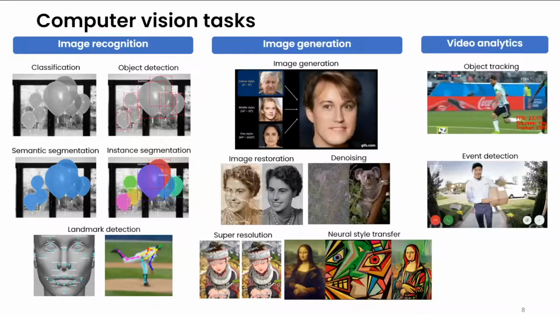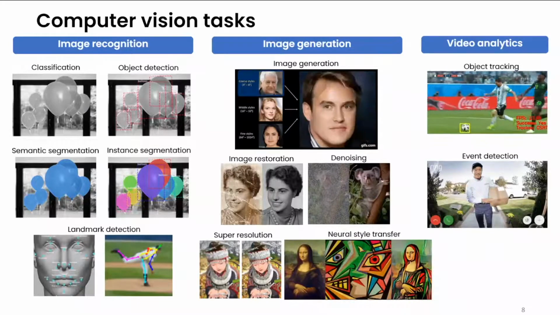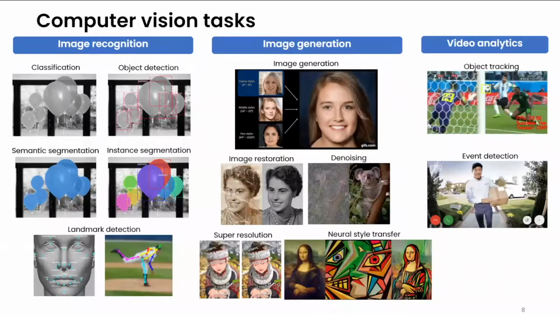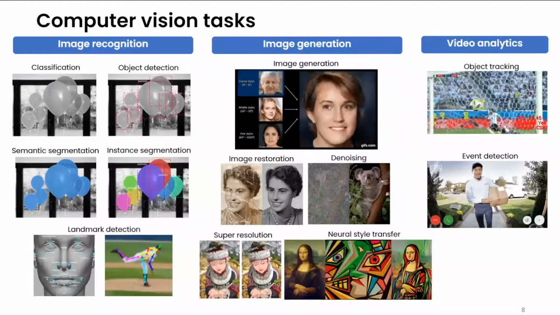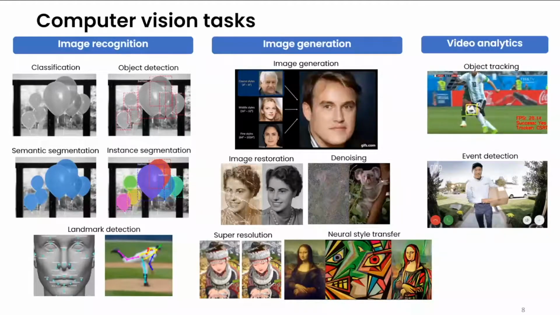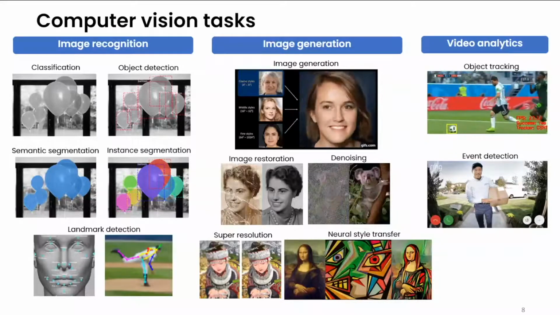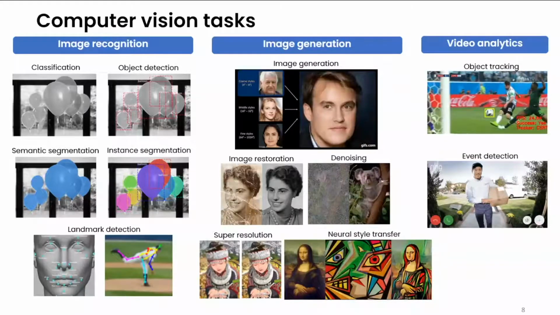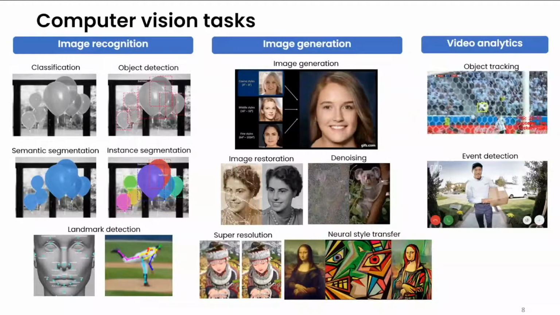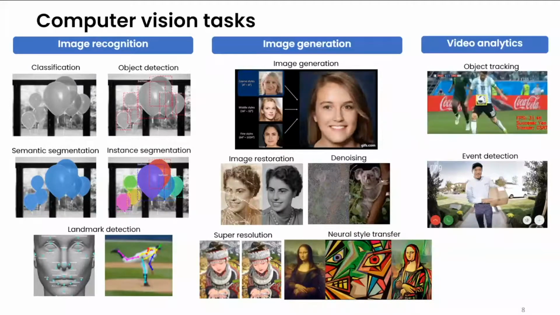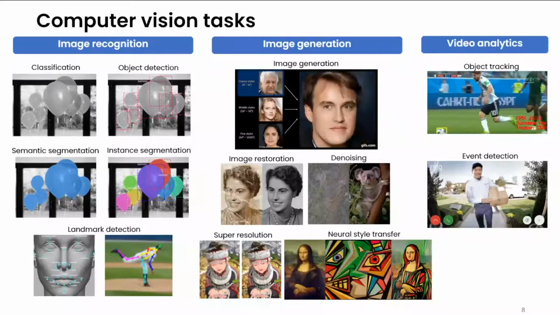The last one is video analytics. If we divide a video into different frames, there's no difference from the image recognition tasks, but we may have some additional tasks, such as tracking or relating different frames to detect the trajectory of an object or detect if there's an event happening.